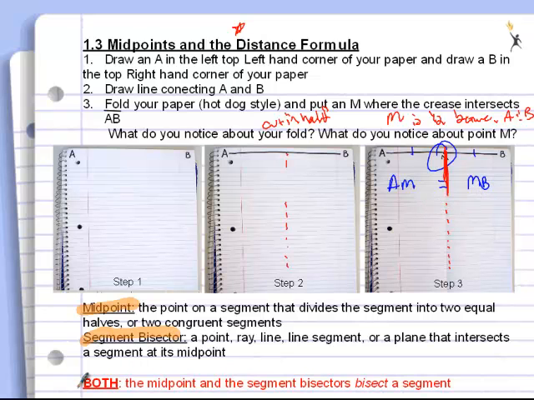What I want you to notice is that both the midpoint and the segment bisectors bisect a segment. Both of them cut the segment into two equal halves. Whether it's a point or whether it's a fold, it cuts the line segment into two equal halves.